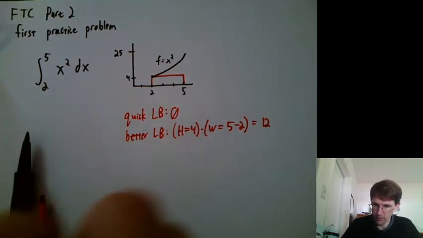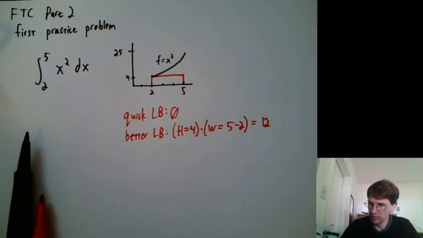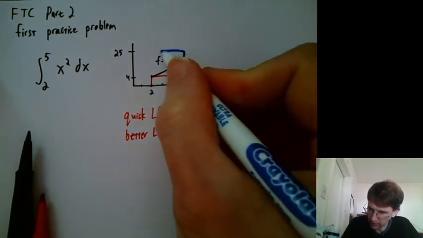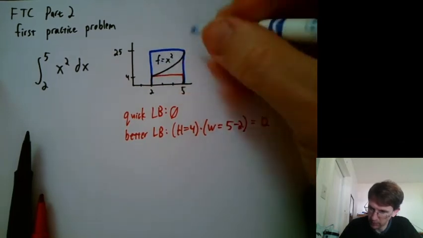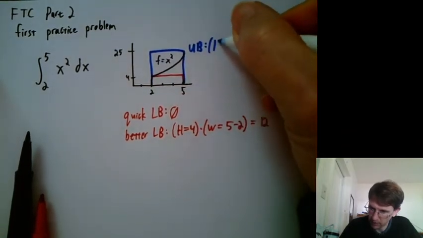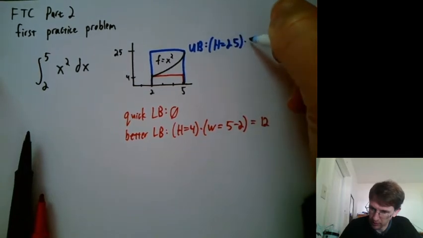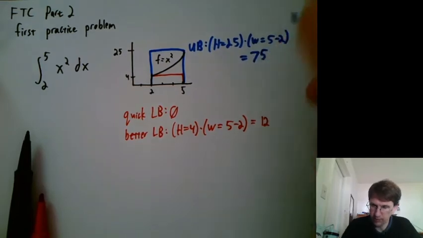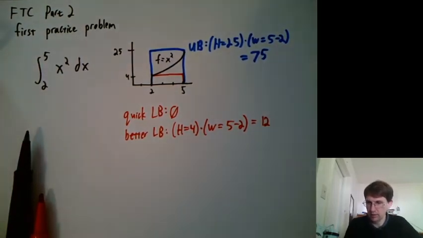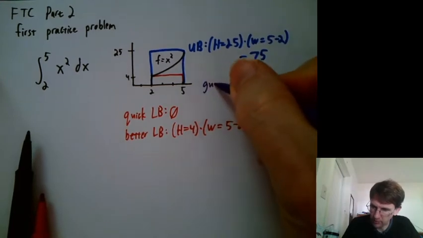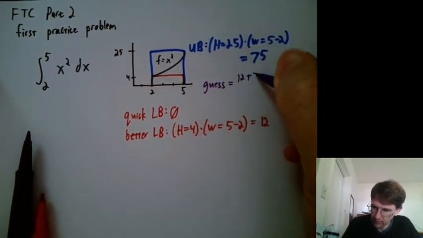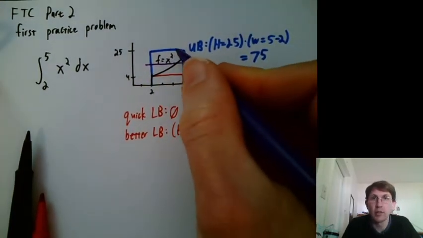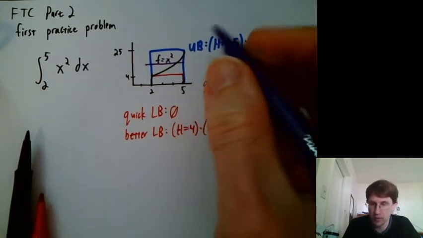What can we do for an upper bound? We've been doing upper bounds in blue. It would be a box of height 25. So it would be height of 25 times width of 5 minus 2, which gives you 75. And then our guess would be halfway between those. So 12 plus 75 over 2. And we can think of that as splitting the difference between the height of the upper bound and the height of the lower bound.